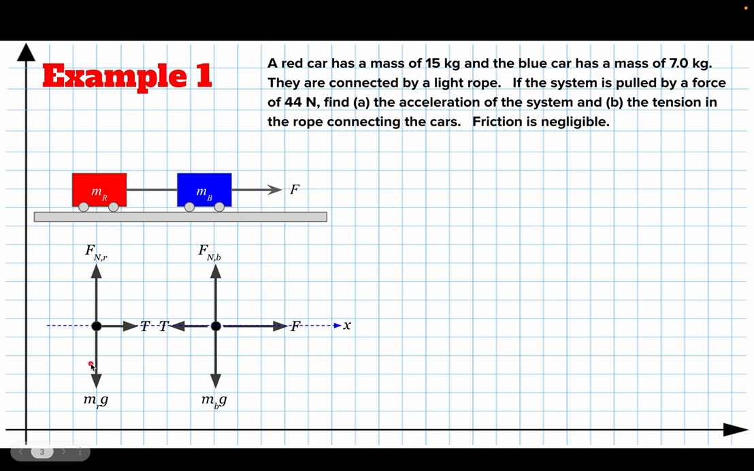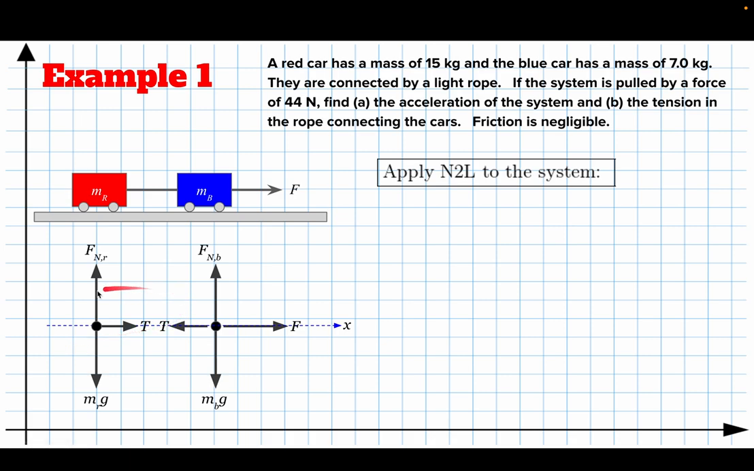Okay, so this is the y direction for the blue car and the y direction for the red car. All right, so to solve the problem, we're going to apply Newton's laws to each of the two cars. There are two things we do not know. We do not know the tension, and we do not know the acceleration. So simply applying Newton's law to one of these two cars isn't going to give us enough information to solve the problem. So I'm going to apply Newton's second law to the entire system.